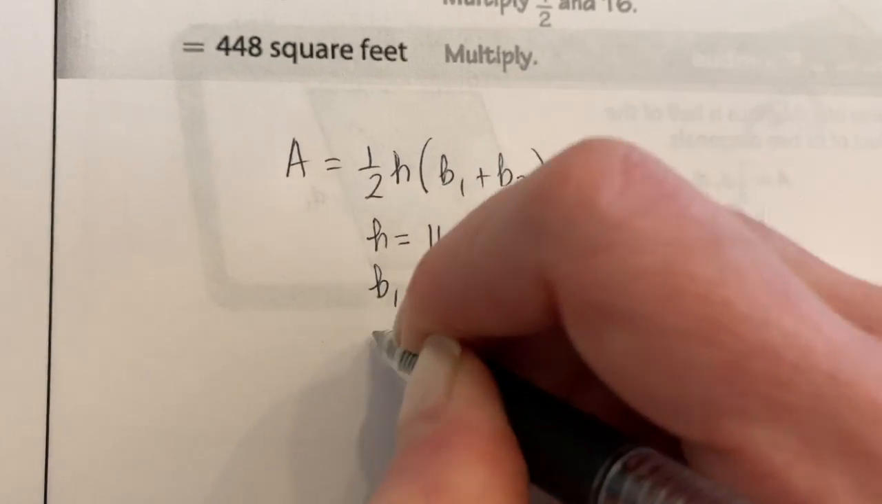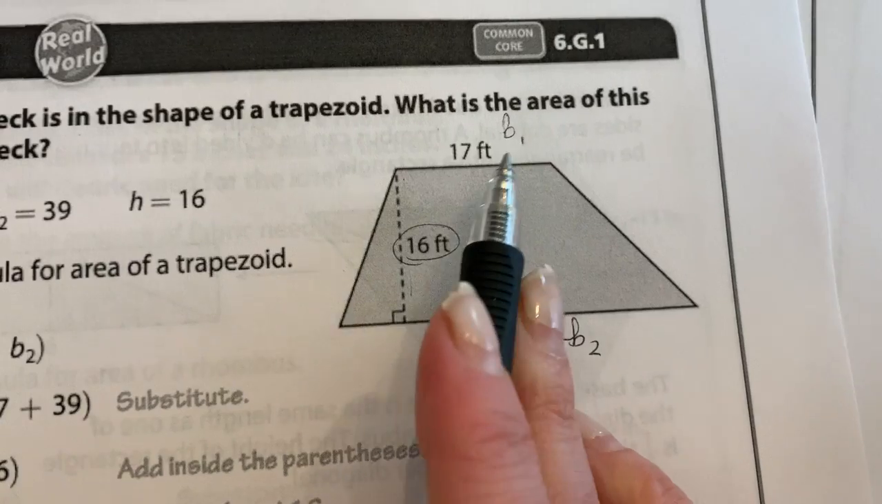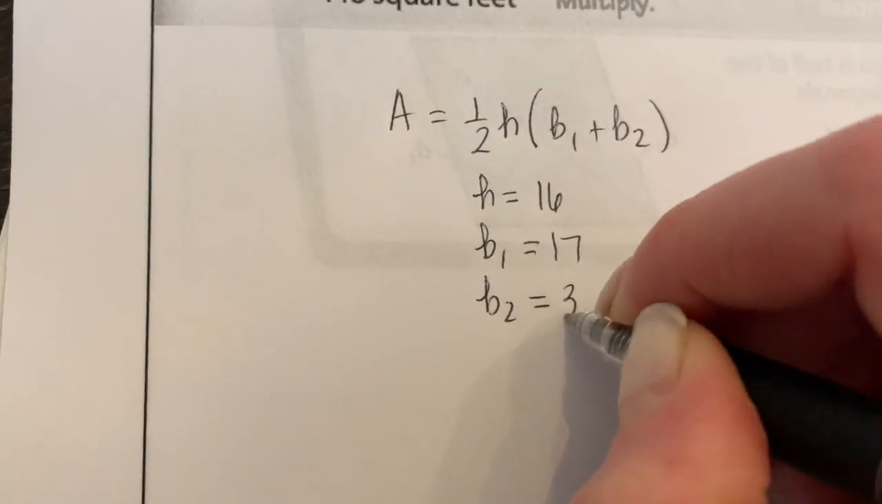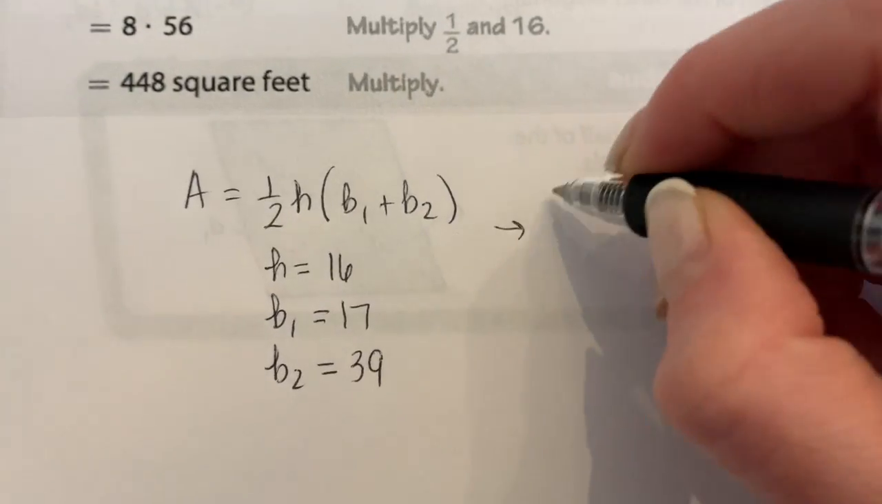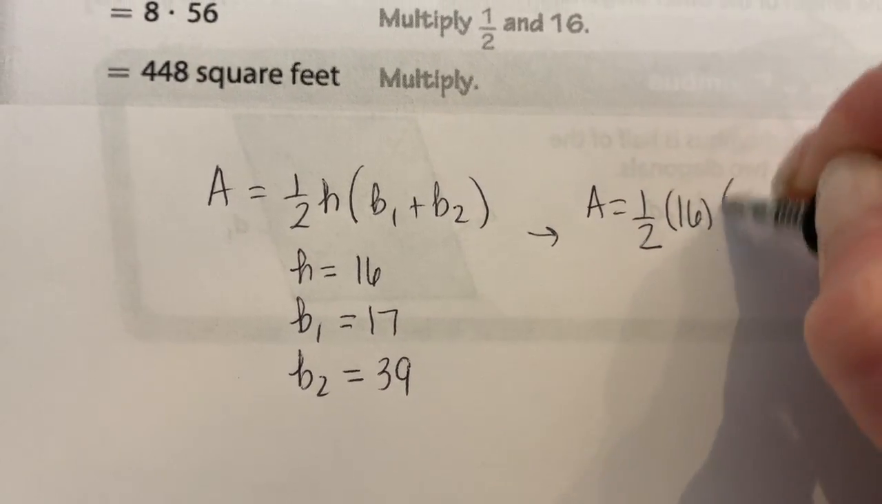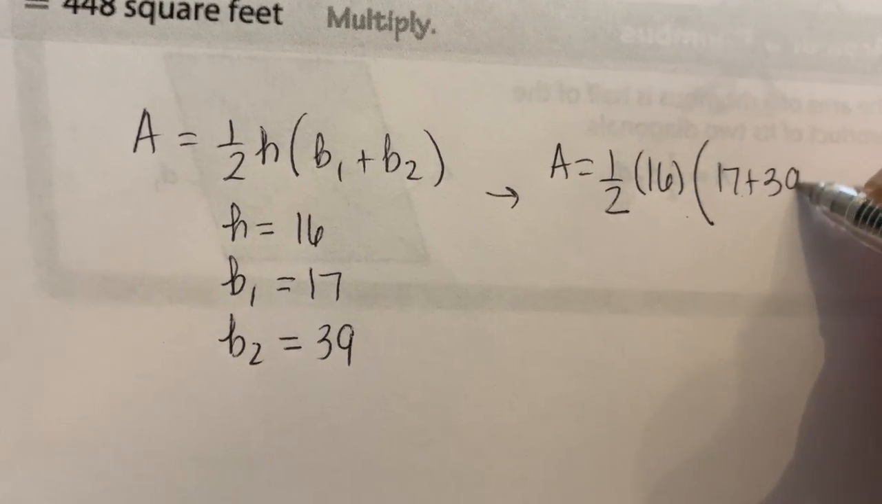Base 1 and base 2, it doesn't matter which one you pick because this addition is commutative, but I said base 1 was 17, base 2 is 39. And now I'm just going to plug everything in. So the area is going to be 1/2. The height is 16 times base 1 plus base 2. That's going to be 17 plus 39.